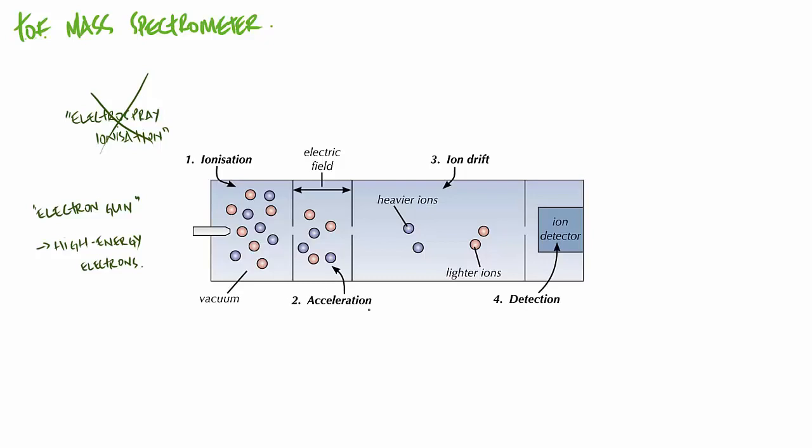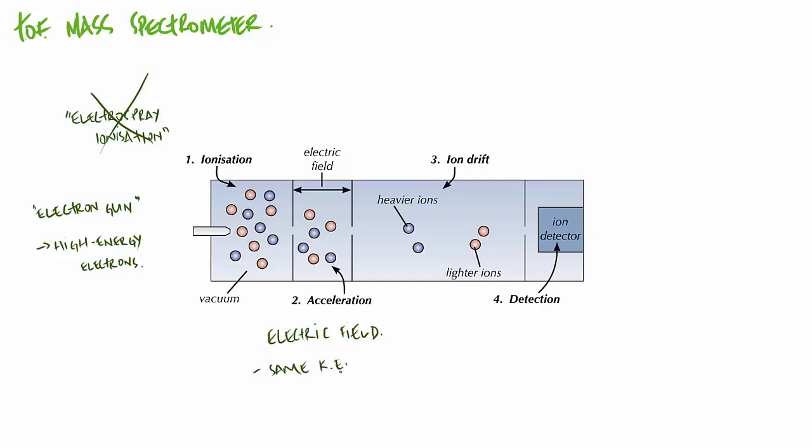Now, second step, we need to accelerate these, because they are then going to be passed through this ion drift stage. The acceleration is done using an electric field, and ultimately kinetic energy is transferred to these ions. They are attracted and pulled into this electric field, and in doing so, all of these ions and molecules gain the same kinetic energy. That's a very, very key step.